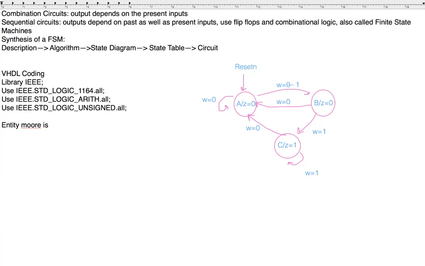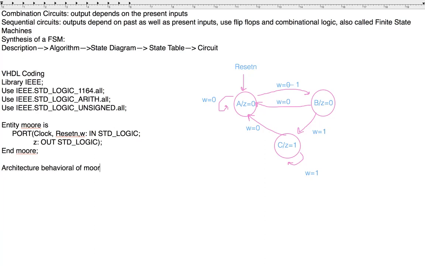For ports, if you remember, there's a clock that goes into those D flip-flops in the middle stage, because we have the combinational circuits on the outside and the flip-flops on the inside for finite state machines. We have a reset N that goes to those D flip-flops as well, and a W input that goes to the first combinational block. Those are our inputs, std_logic. Our output is Z, also std_logic. Then remember to end your entity, end Moore.